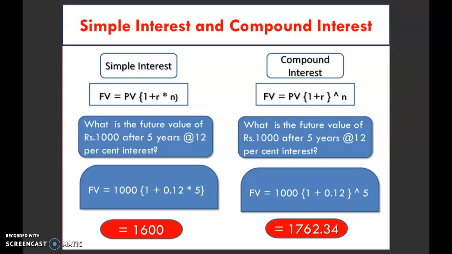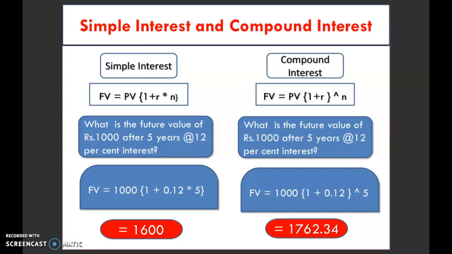In case of simple interest, what happens? The compounding effect is not happening. That is, interest is not getting added to the interest. So what's happening is your future value is whatever principal you have invested plus just the principal multiplied by the rate of interest into number of years. And that's why when you see that if you have deposited 1,000 rupees at 12% for 5 years, the amount is 1,600 in the case of simple interest, because there is no compounding effect of interest on interest.